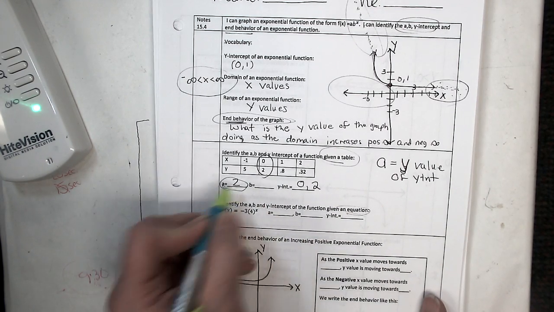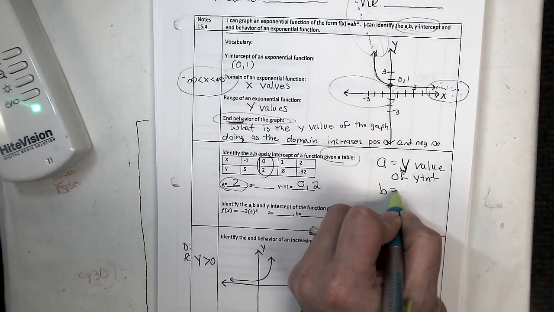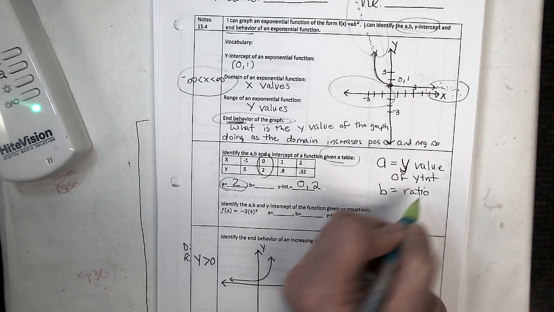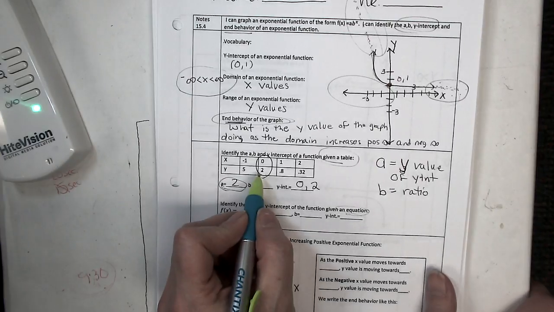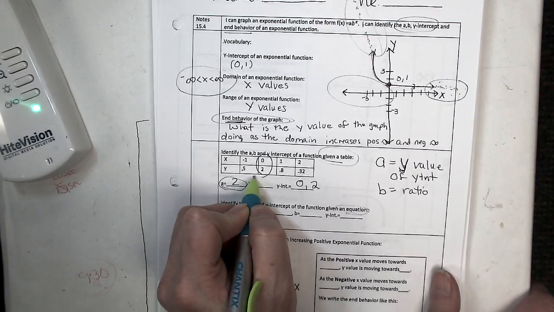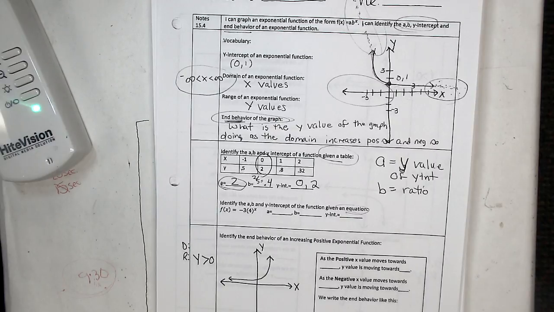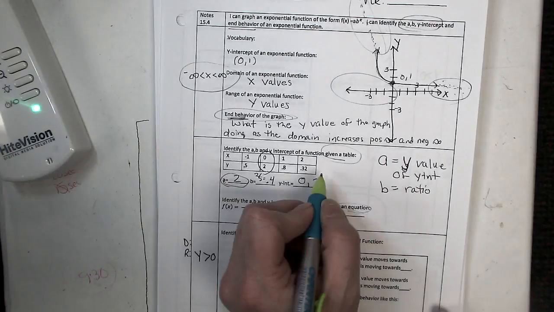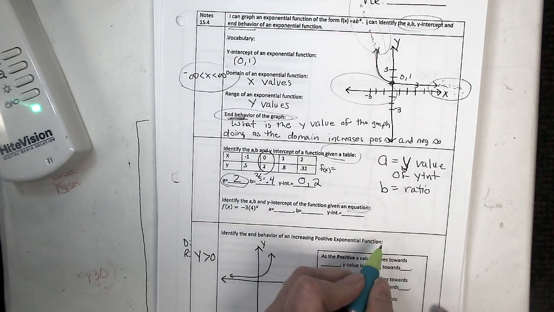So how do we find the ratio? We divide our y2 divided by our y1, which we can do this really fast. 2 divided by 5. What is 2 divided by 5? 0.4. So we can actually write an equation. Do you guys see that now? It's kind of cool. You can write an equation given a table. You don't even have to graph it. So right here, let's write our equation. It is what? f(x) equals, what's my a? 2. What's my b? 0.4. Yep, 0.4 raised to the exponent of x. Done. So there's our equation.